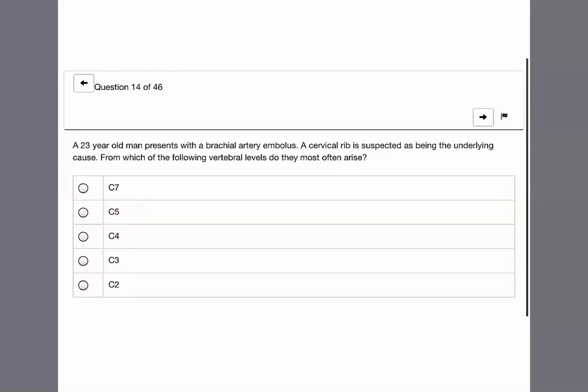Dr. Az, go. A 23-year-old man presented with a brachial artery embolus. The cervical rib is suspected as being the underlying cause. From which of the following vertebral levels do they most often arise? C7, C5, C4, C3, C2. I think C7. Exactly, the cervical rib comes from C7.